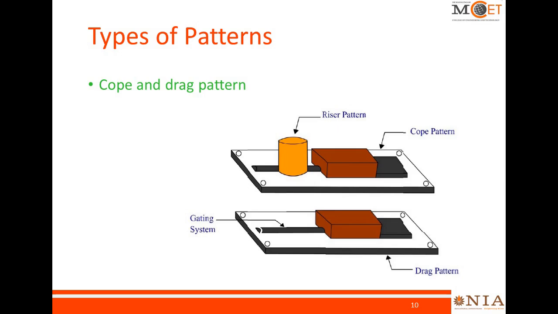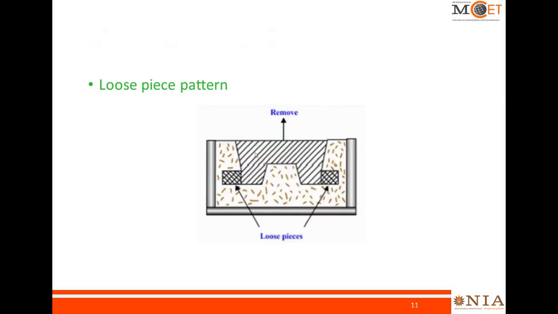The next type is the cope and drag pattern. You can see here that along with the pattern you have a riser pattern and the gating system. So this contains the entire gating system with the riser along with the pattern. Next is the loose piece pattern, where the pattern is made up of more than two parts with loose pieces. These loose pieces are made because the pattern is difficult to remove from the cavity. Therefore, the solid pattern will be removed first, then these loose pieces will be removed later.